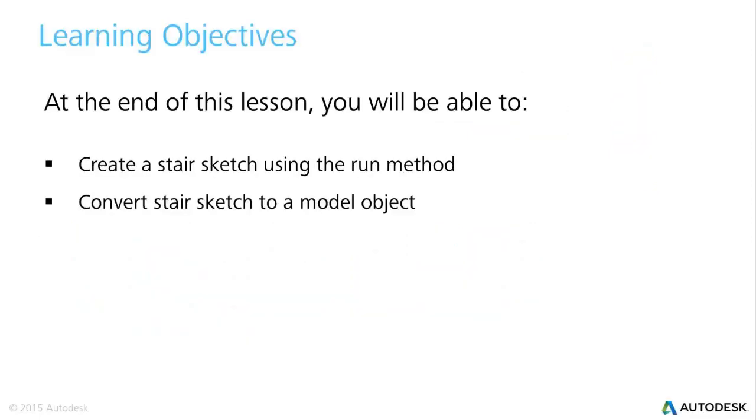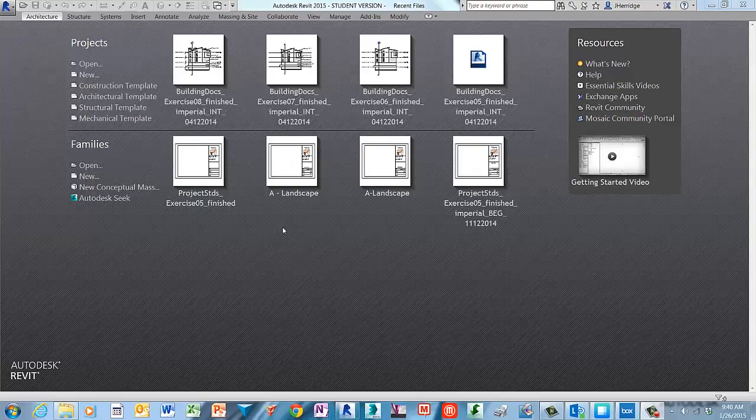Let's look at the learning objectives for video 1. At the end of this lesson, you will be able to create a straight run stair using the stair by sketch method. And then through that sketch, you'll be able to modify it and also convert that to a model-based element. With that, let's begin.